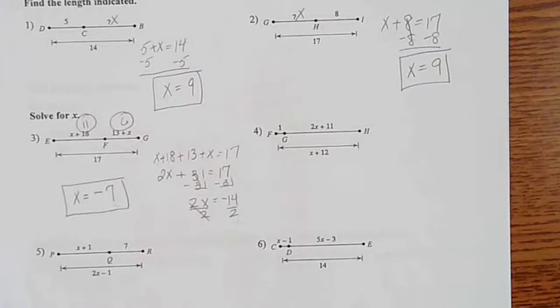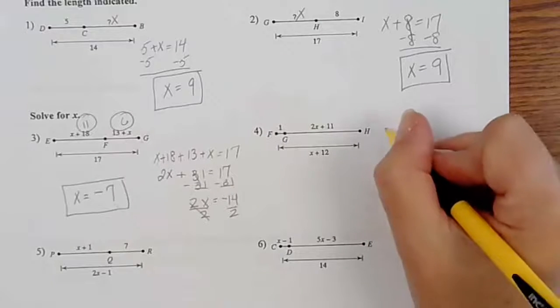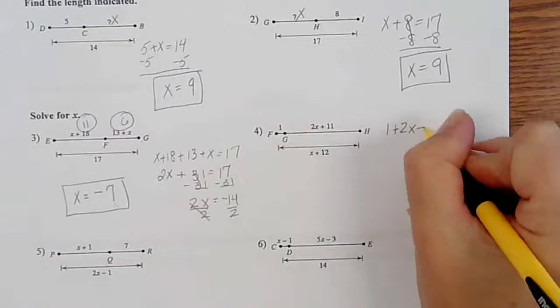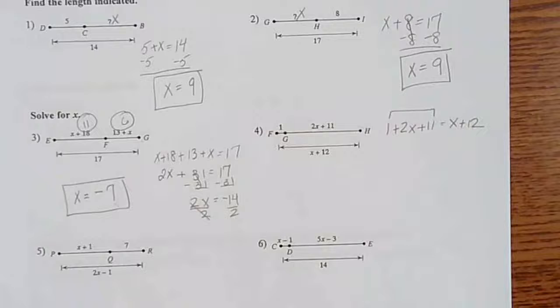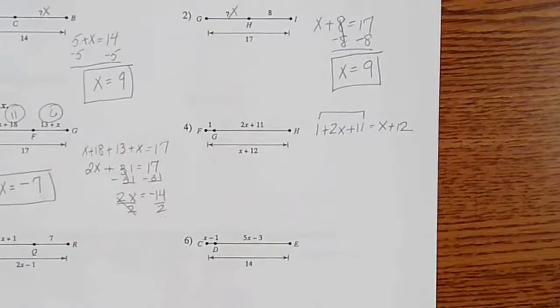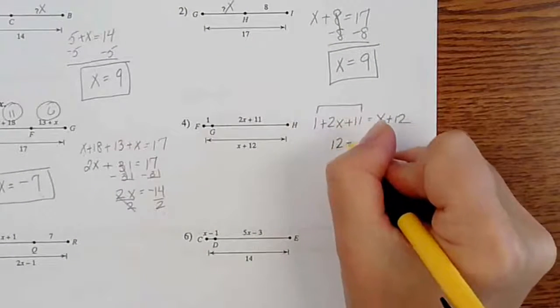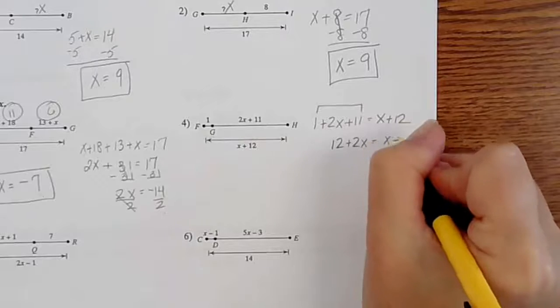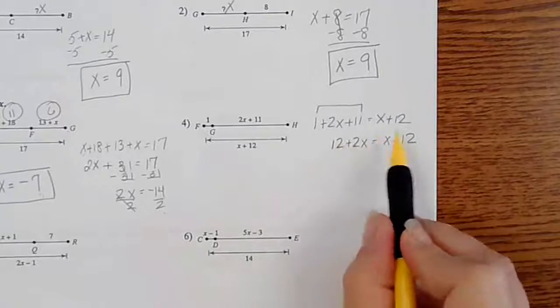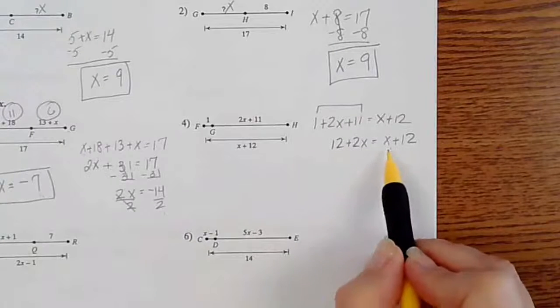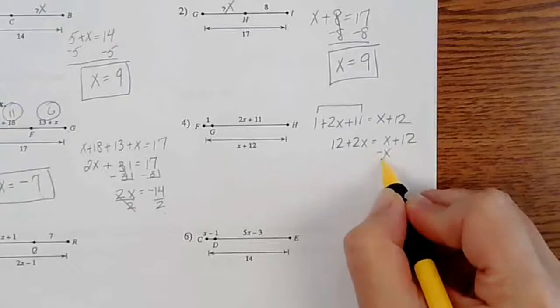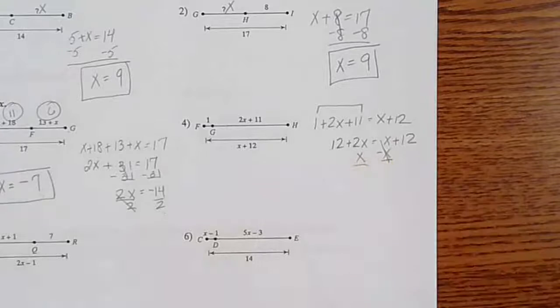This guy over here. So it's 1 plus 2x plus 11 is equal to x plus 12. These guys here are on the same side. We're just going to add those together, and that's going to be 12 plus 2x is equal to x plus 12. Well, I have numbers and variables on both sides. I'm going to move my x's first. I'm going to move my x's to the left. That keeps my x positive. Makes it a little easier for me.